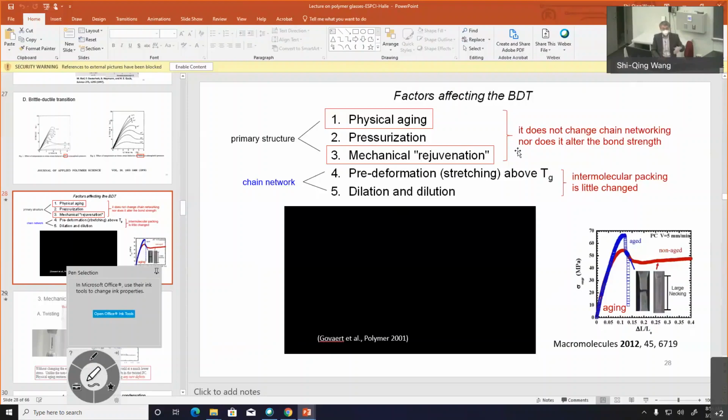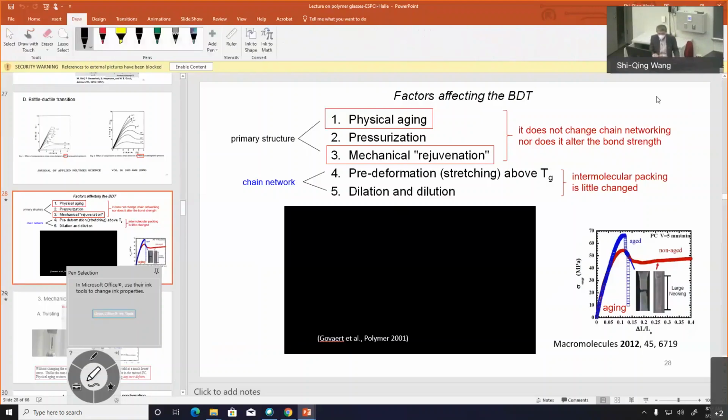So let me go one by one. There's such a thing called physical aging. I very briefly mentioned it. If you prepare your glassy state by taking more time to reach that glassy state, your glassy state tends to be older, so-called. And in addition, remember this curve.